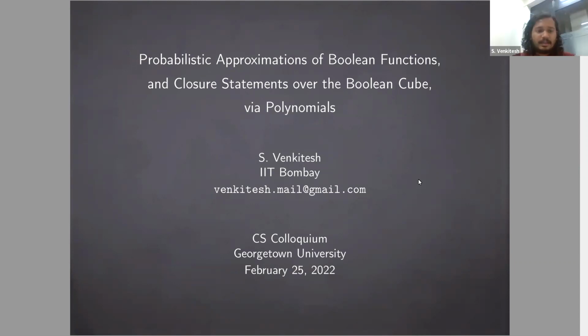This talk is revolving around my graduate work, which is about approximations of Boolean functions using polynomials, and also some other combinatorial statements about polynomial closure operators on the Boolean cube. So let me just begin, and this is more of an overview of some of the things that I have seen, and a little bit of my work and some related work as well.